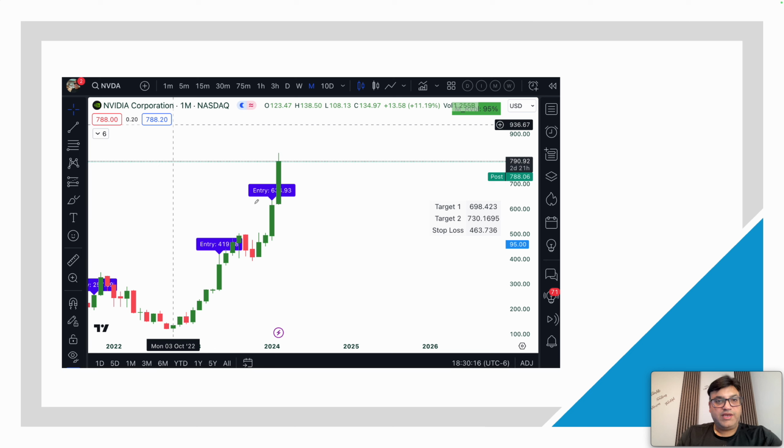Let's make an assumption. In January, Nvidia gave me an entry target of approximately 635, and that time my first target was 698, my second target was 730, and my stop loss was 463. So on January 31st, when I see this, I make my orders on the brokerage account, where I said I wanted to enter as soon as the price reached 635, with the target of 698 as my first, and with my second target of $730. And as you can see, both my targets are already there, and now I'm trailing for my third target.